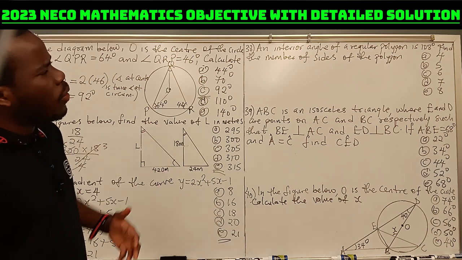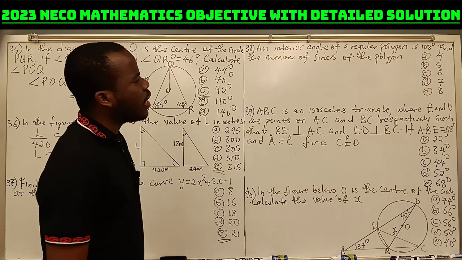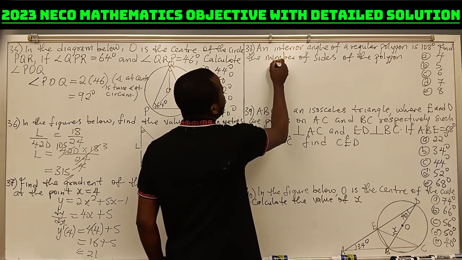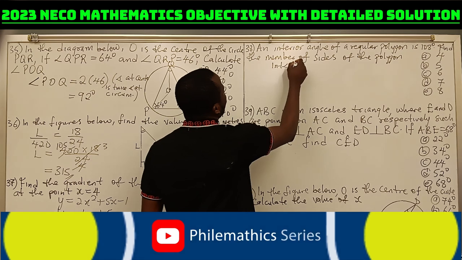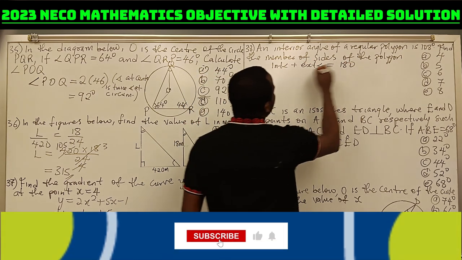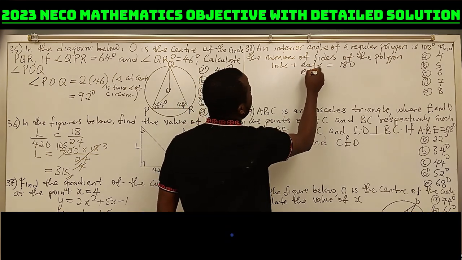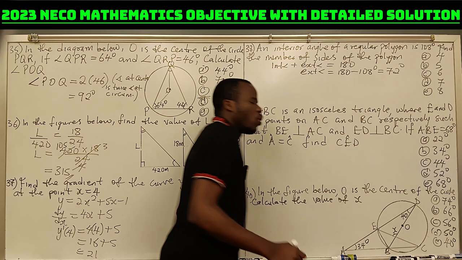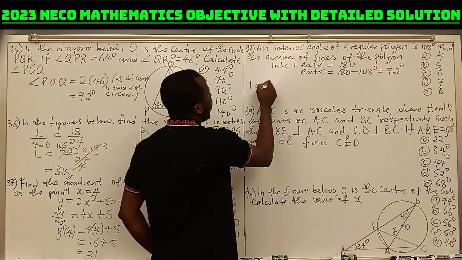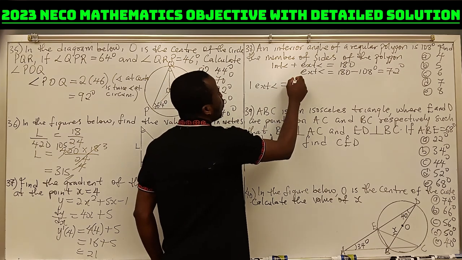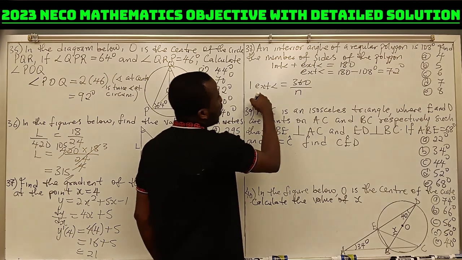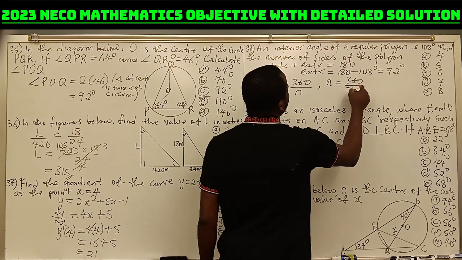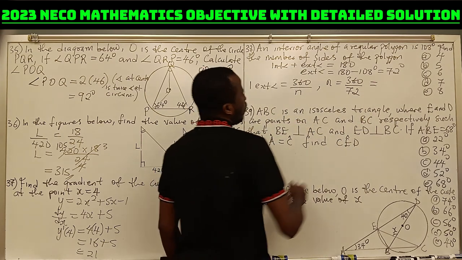Next question says, an interior angle of a regular polygon is 108 degrees. Find the number of sides of the polygon. Easy way to go about this is, remember that the interior angle plus exterior angle sum up to 180 degrees. So if the interior is 108, the exterior angle will be 180 minus 108 degrees, which is 72 degrees. And also, for us to find the number of sides, we know that one exterior angle is 360 over number of sides. I know the exterior angle, which is 72. If I make n the subject of the formula, n will have to be 360 over 72. And 360 over 72 will be 5.